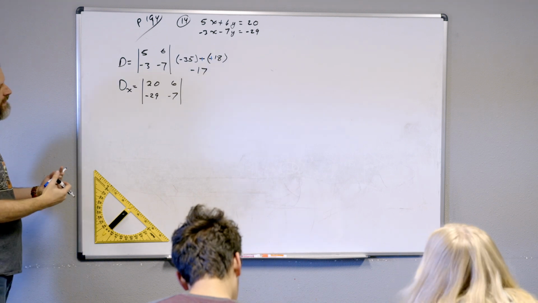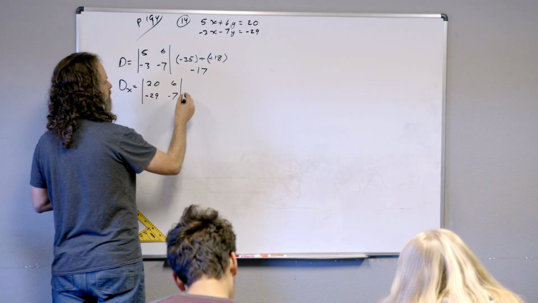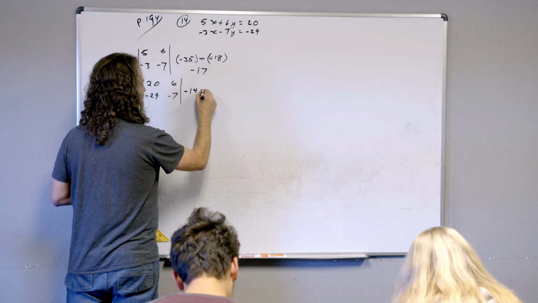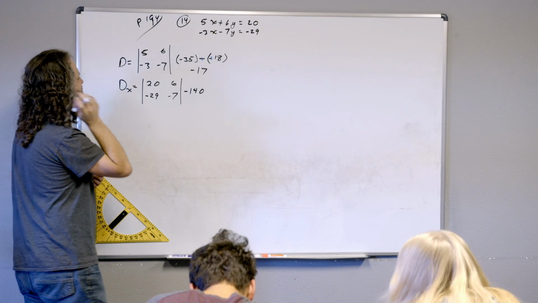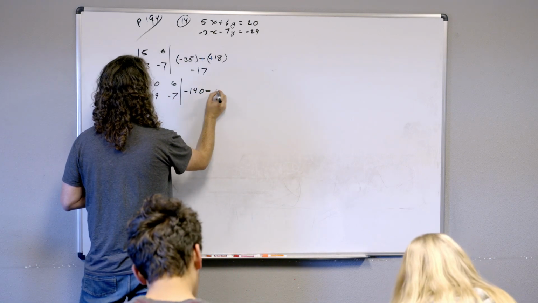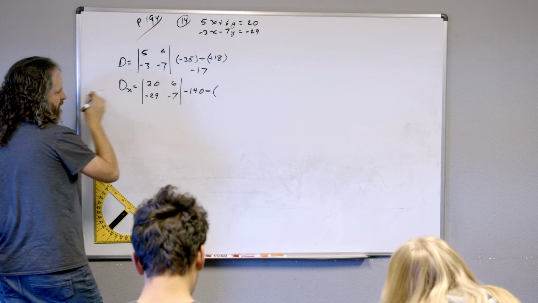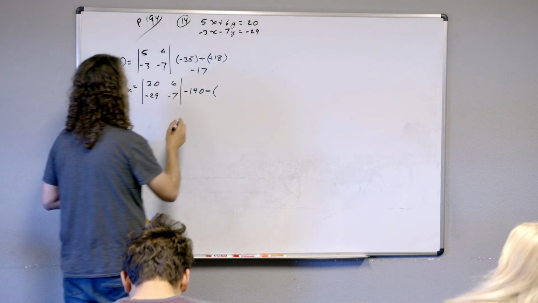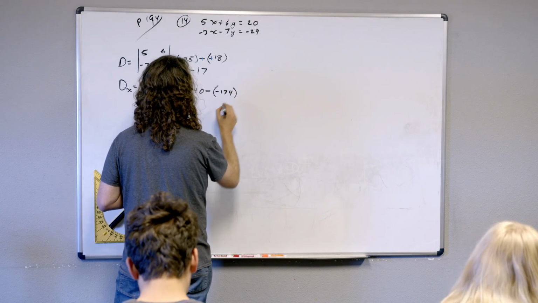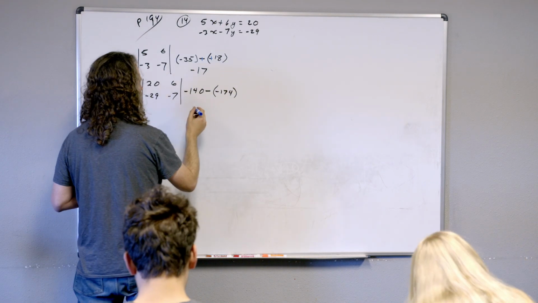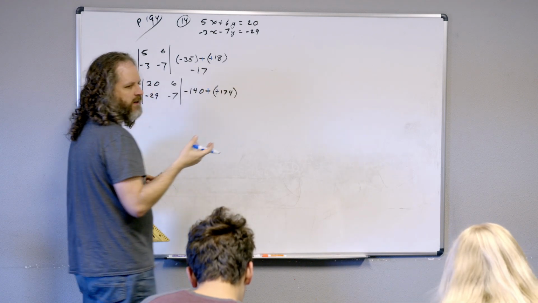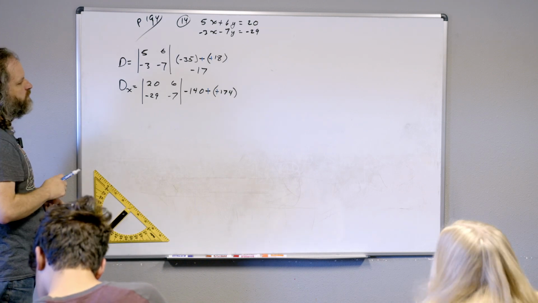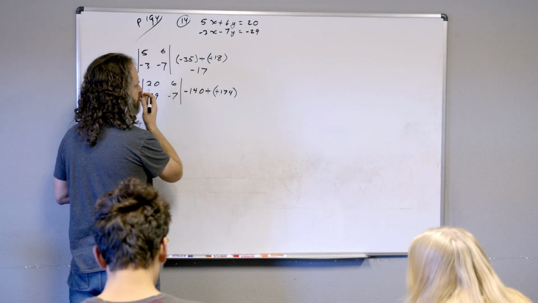Okay, so 20 times negative 7 is what? Negative 140. You said the same thing twice. I was going to say negative 145, but then I realized I was looking at the wrong one. And then minus negative 29 times 6 is what? I mixed up Dx with Dy. Well, you should have got the right answers, but backwards. So negative 140 plus 174 is what? 34.